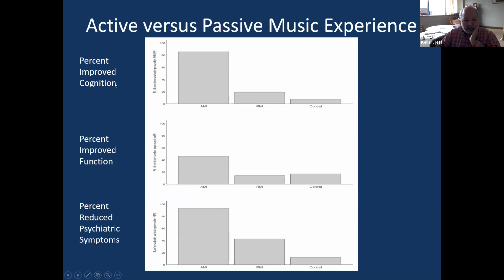This is just to show that cognition, I didn't put that on there. This is overall improved function. This is activities of daily living. And here is psychiatric symptoms improvement.